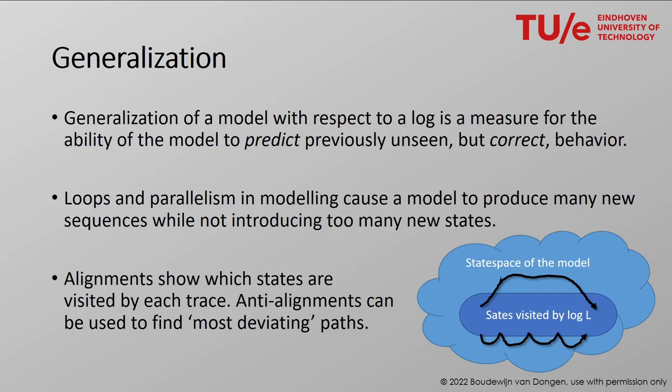So again, anti-alignments: you try to find a sequence of behavior that is not actually in your data, and you then measure whether this sequence is part of the state space that you already observed, or whether it's completely new, or whether it's taking place in a completely new part of the state space. A model where you have a new sequence but visiting states you saw before is generalizing better than a model where you visit new sequences in completely new states. And this is why this cogwheel model we saw before comes into play. That model does this, right? You can always find a new sequence with a completely new set of states. So it scores very poorly on generalization.